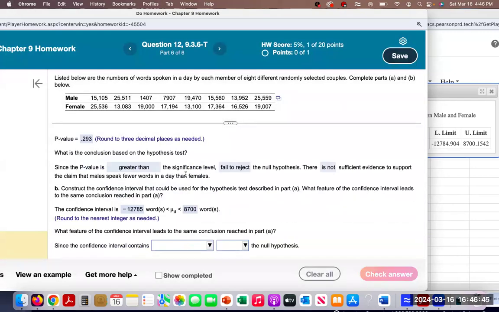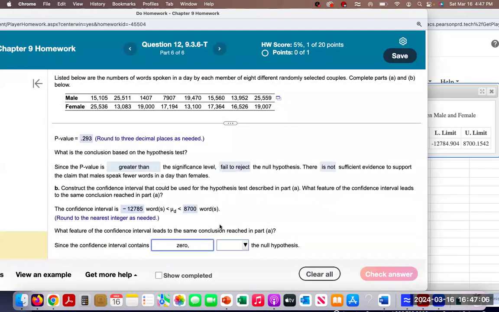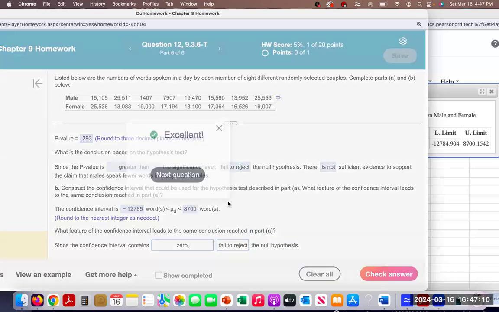If the confidence interval contains 0, which in this case it does, because we're going from negative to positive, then it is possible that the mean of the differences is 0, indicating that there is not sufficient evidence to reject the null hypothesis. Since the confidence interval contains 0, that means we fail to reject the null hypothesis.